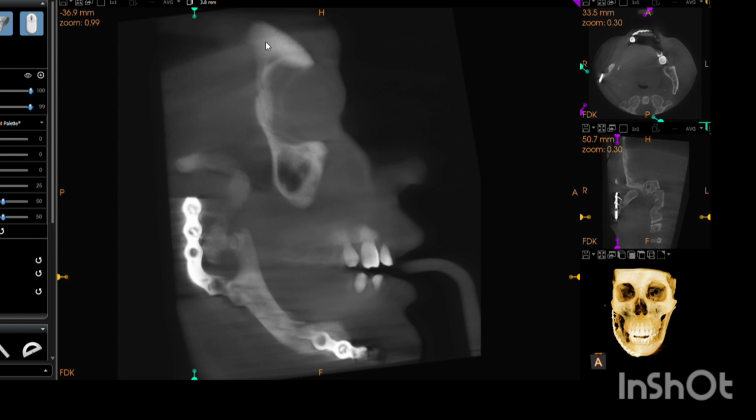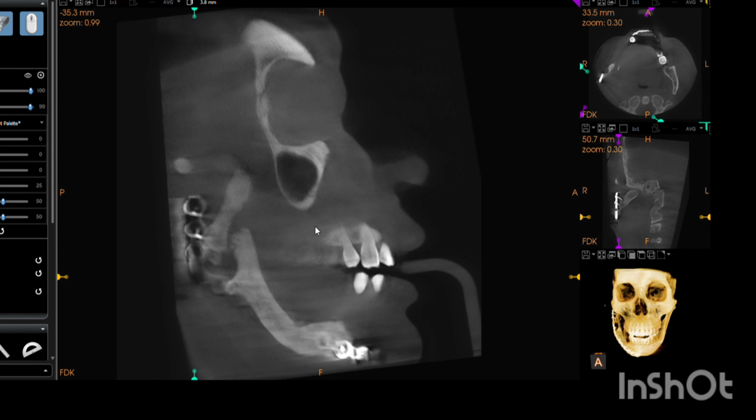So this is one part of the ramus and this is the other part. Okay, so what has happened is exactly that: this is the superior fragment. If I just move the sections, now see my cursor, this is one part of the ramus, this is the superior fragment, or you can say the upper part of the bone, and this is the inferior fragment.